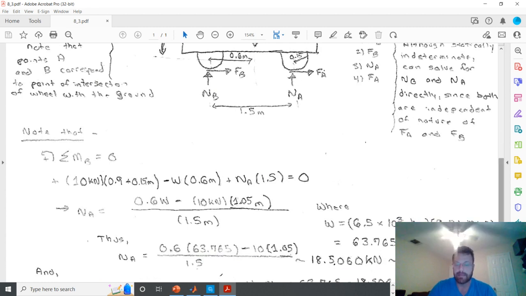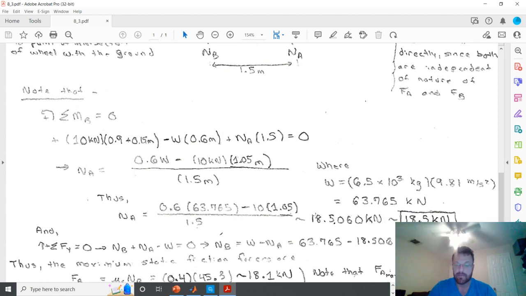And what you will get is that, to the precision that I had MATLAB set to, it is 18.5060 kilonewtons, which rounds to 3 sig figs as 18.5 kilonewtons. One thing that I should have added is be careful. The mass is actually provided in megagrams. Remember that in order to use the acceleration due to gravity of 9.81 meters per second squared, you need the mass to be in SI units, which are kilograms.